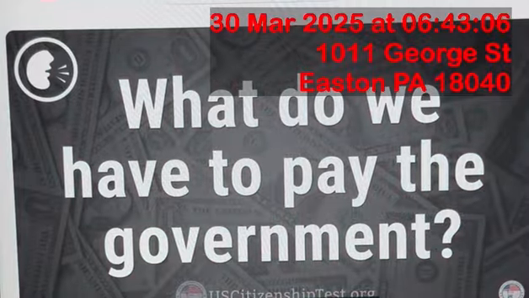What do we have to pay the government? We have to pay taxes.